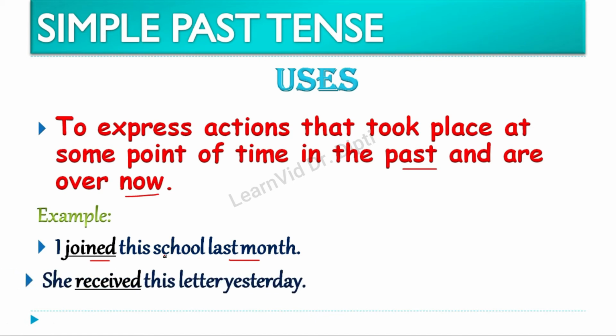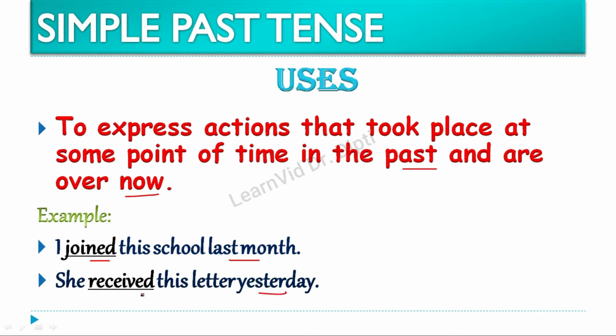One more example of this. She received this letter yesterday. अब पिछले कल, yesterday is पिछले कल और received मतलब उसको मिलना. तो she received this letter yesterday. उसको ये letter past में मिला and now this action is over now. So by this way we can write the simple past tense sentences.